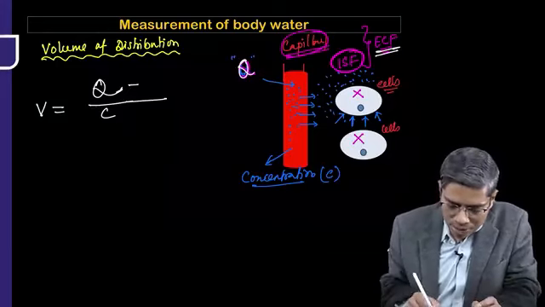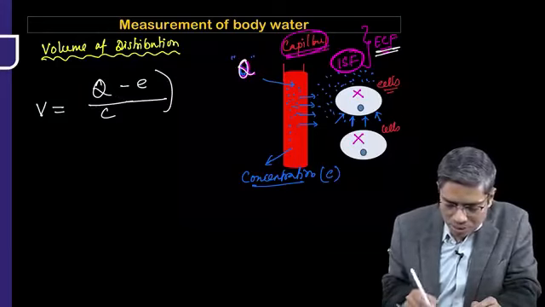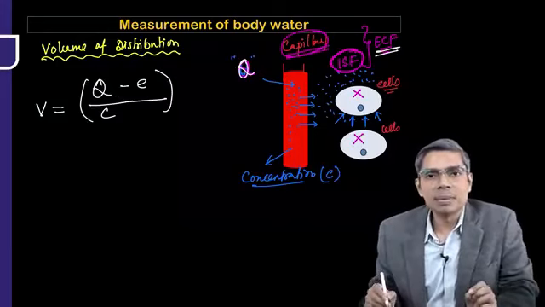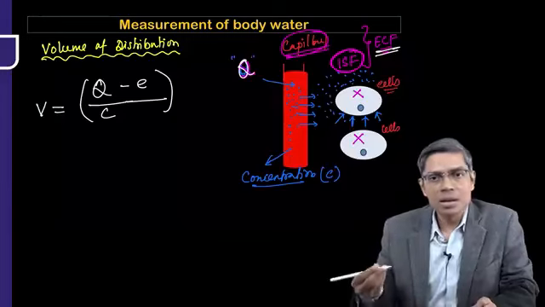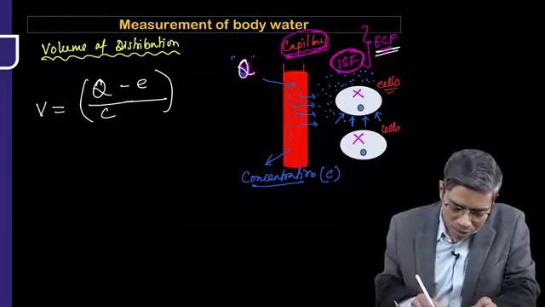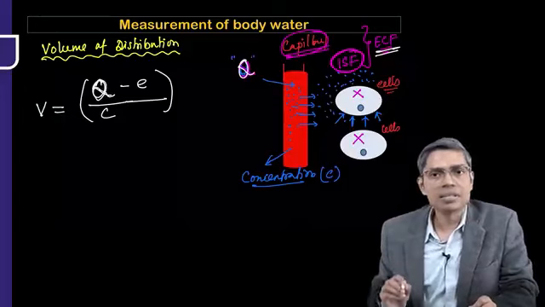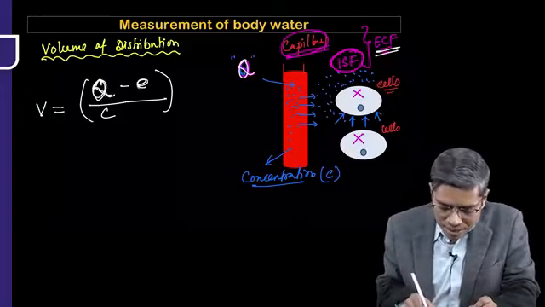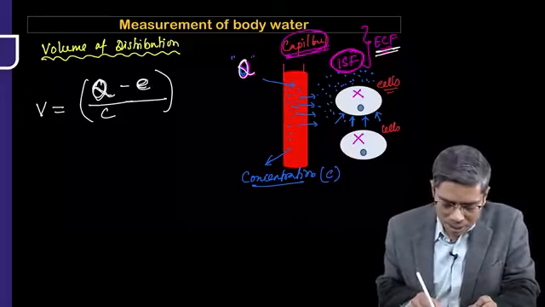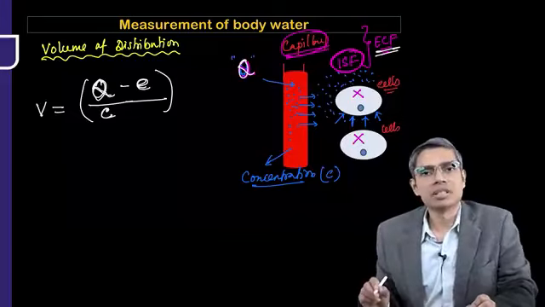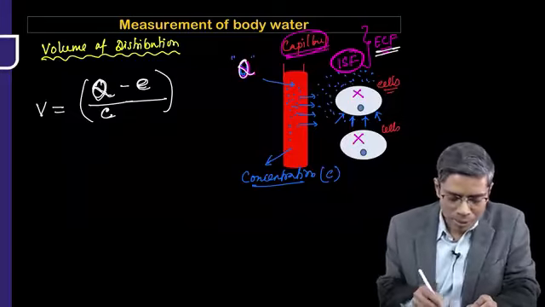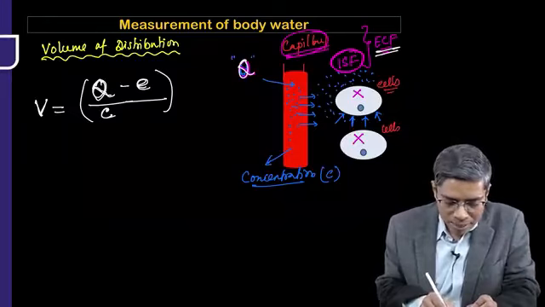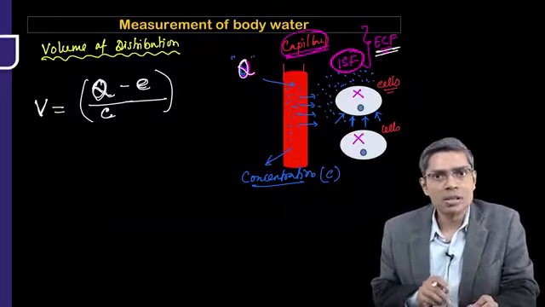So the formula is actually Q minus E. So what is this E? E stands for the part which has been excreted or metabolized. So Q is the total amount of substance that you are injecting, E is the excreted or metabolized part, and C is the plasma concentration of the substance. This formula is the formula for calculating the volume of distribution.